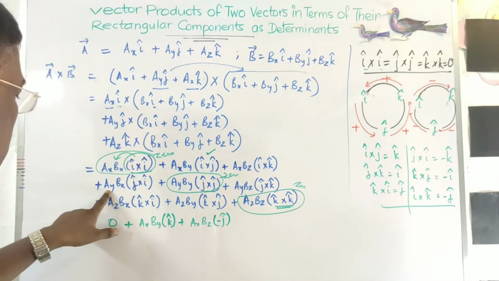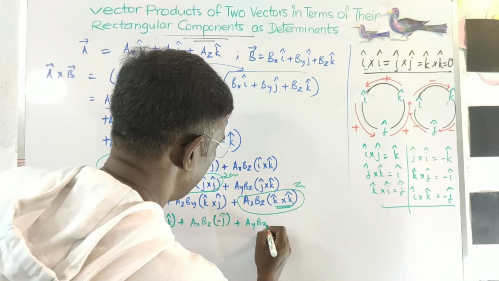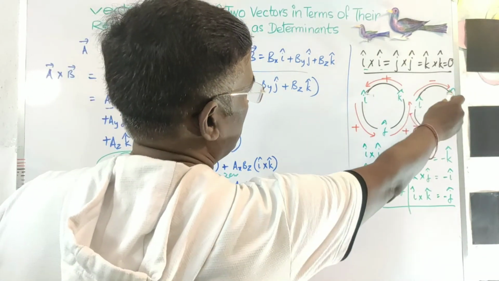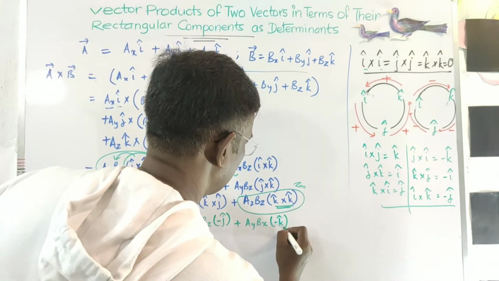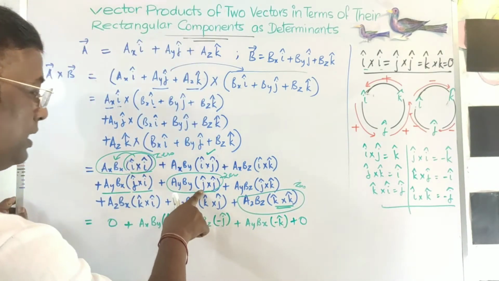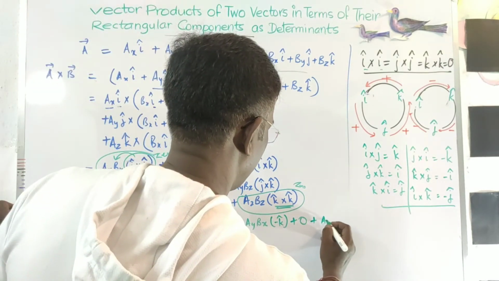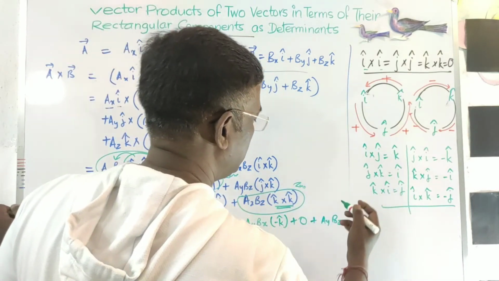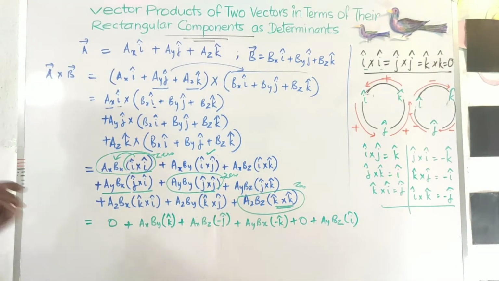Fine, plus this term ay bx, j cross i. If you go clockwise, it will be minus k. This part is 0, straight away write 0, because j cross j is 0, so multiplied with this term is 0, I have already explained. Plus ay bz, j cross k, we are going anti-clockwise, so direction is very important here.